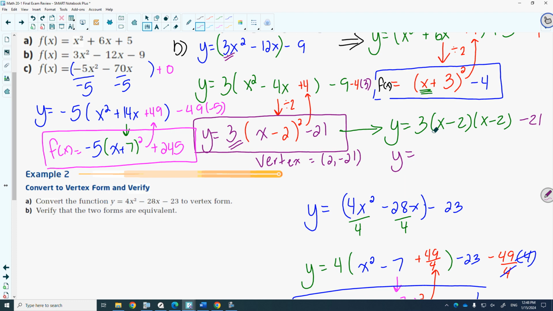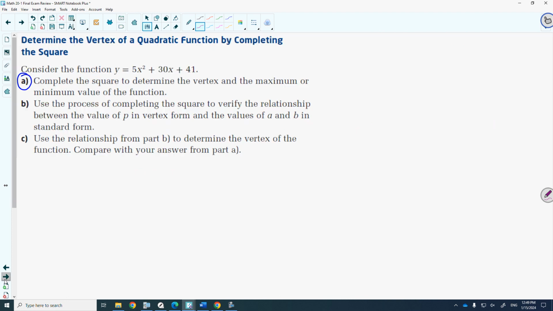Then I would deal with these two brackets next. So I'd say x squared minus 4x plus 4 minus 21. Then I would put the 3 in. 3x squared minus 12x plus 12 minus 21. And then you combine your c values. Yep, so that's how you would expand to get back.